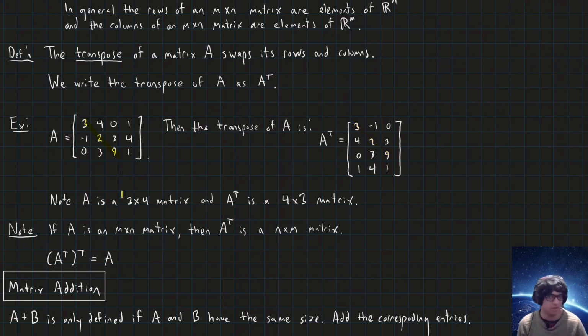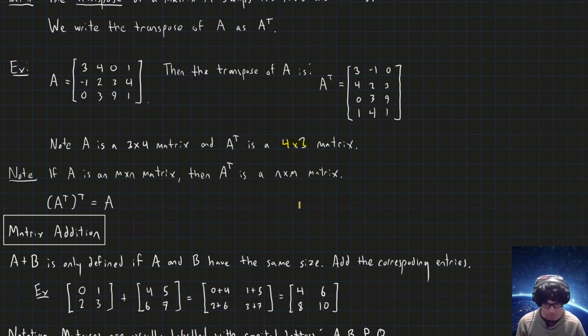Take note that here A is a 3 by 4 matrix, and A transpose is now a 4 by 3 matrix. So the numbers are swapped. And that holds up in general. If A is an m by n matrix, then A transpose is an n by m matrix.